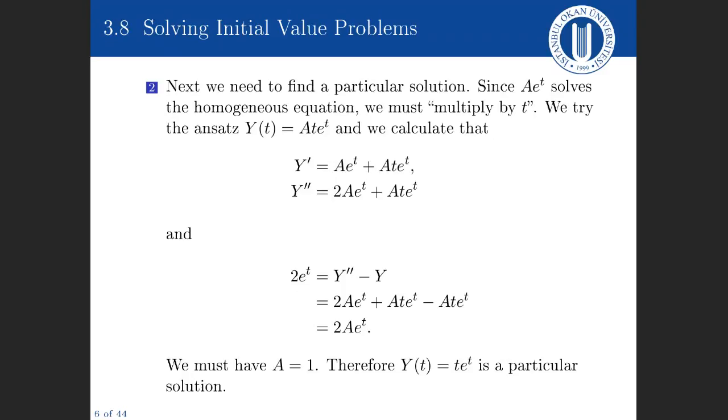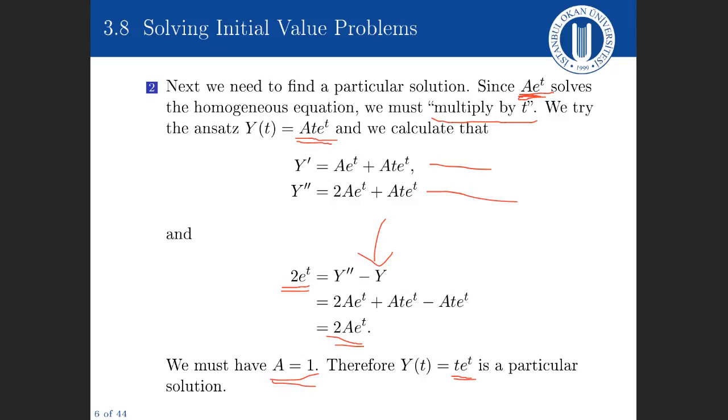Now, we can't use a e to the power t because this solves the homogeneous equation. So we're going to use our trick. We're going to multiply by t. Instead of looking at a e to the power t, we multiply by t. The ansatz we're going to use is a t e to the power t. Differentiate this 2 times and then put into the differential equation. We're going to find that we must have 2e to the power t is the same as 2a e to the power t. So clearly for this example, a must be 1. So our particular solution is t e to the power t.